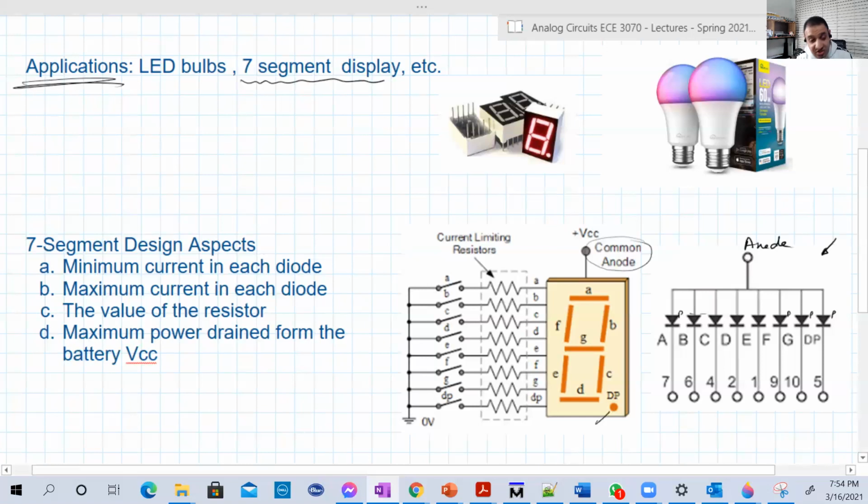And of course, to make them give light, this should be connected to the high voltage. They might be common cathode as well. I mean, all the cathodes of the 7 segments are connected to the same voltage, or shorted, just like the common anode here. So let's take the common anode as an example.